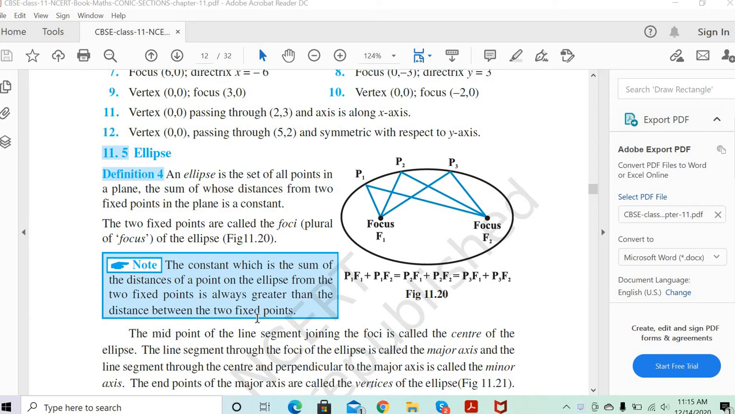Now what are this F1 and F2? We'll try to understand. Two fixed points. So earlier in the parabola, it was only one focus, right? You had a directrix, you had only the focus. The distance from the directrix was the constant on all the points on the parabola, correct? Now here in this case, the focus we have is the F1 and F2. We'll try to understand what the F1 and F2 indicate. First draw the figure. These two focus are called the foci, the plural form of focus.